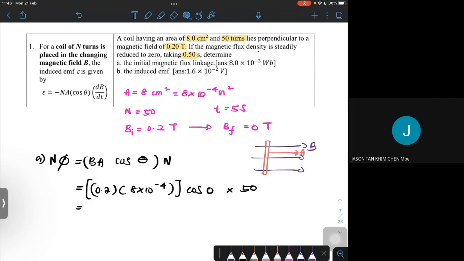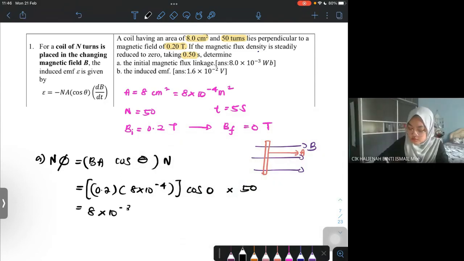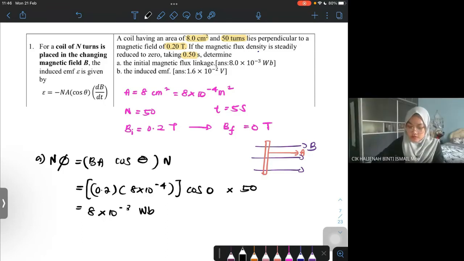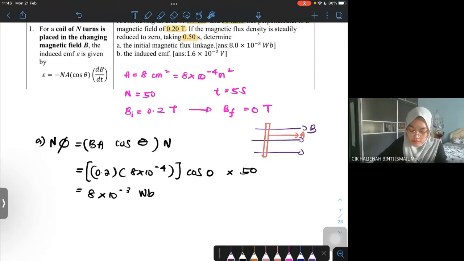at exponent negative 3 Weber. Is it? Correct, right? Yes, Miss. Okay. So that one is the first one.